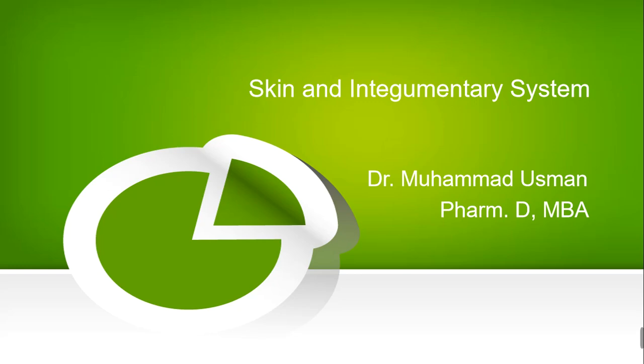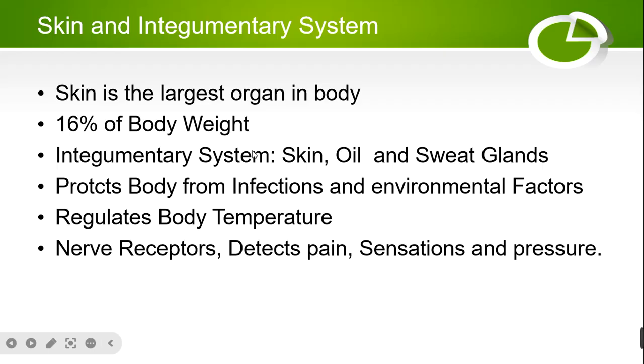The topic is skin and the integumentary system. So let's start. Skin is the largest organ in the body and accounts for 16% of human body weight. The integumentary system consists of skin, oil and sweat glands. So sebaceous glands and sweat glands, along with skin, together form the integumentary system.